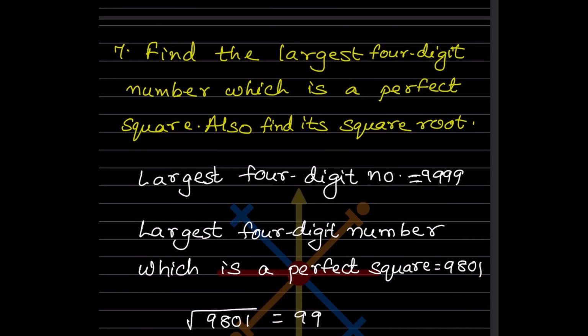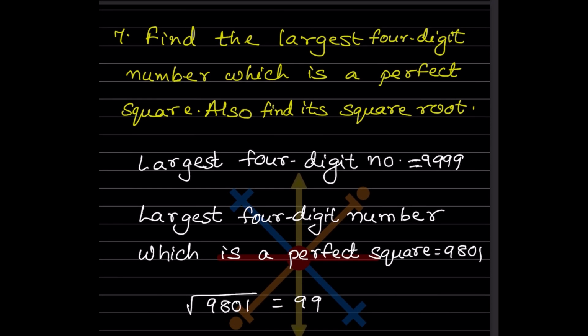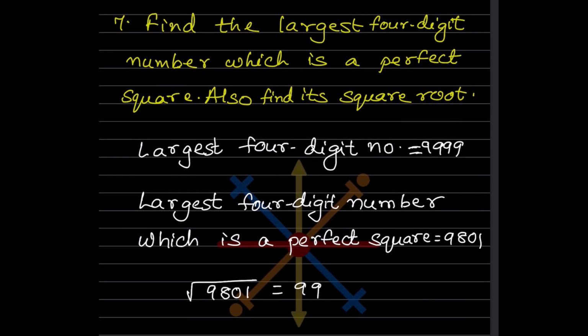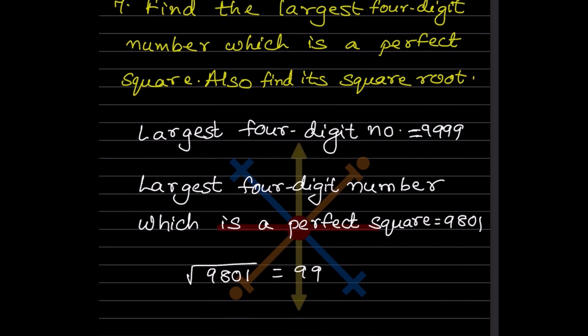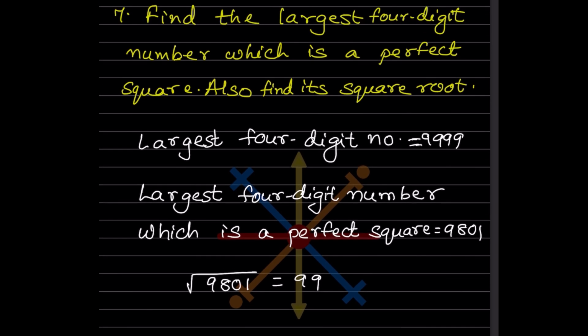So now here, find the largest 4-digit number which is a perfect square. Also find its square root. So first thing you should know: the largest 4-digit number is 9999, because after that is 10,000, which will be a 5-digit number. So the largest 4-digit number is 9999, and we want a perfect square.